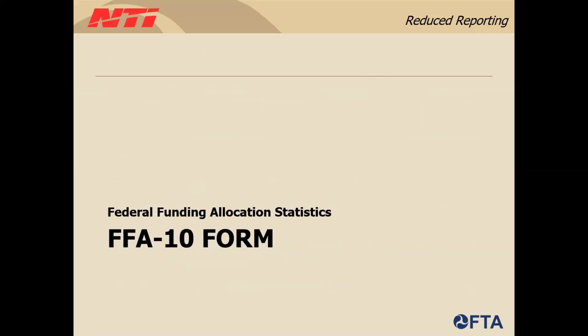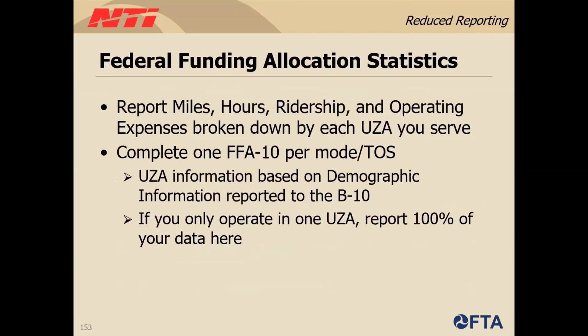Next, we will cover the FFA-10 form, Federal Funding Allocation Statistics. On this form, you will report the vehicle revenue miles, hours, ridership, and operating expenses broken down by each UZA that you serve. You will complete one FFA-10 form for each mode. The UZAs will populate based on your agency's B10 form.